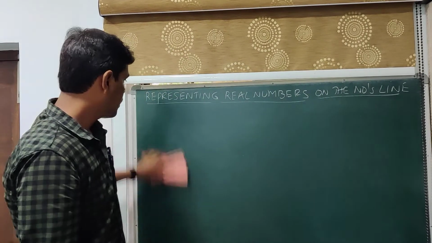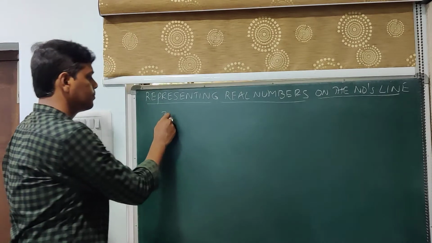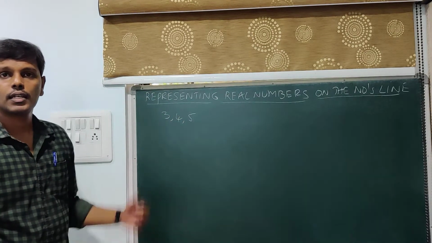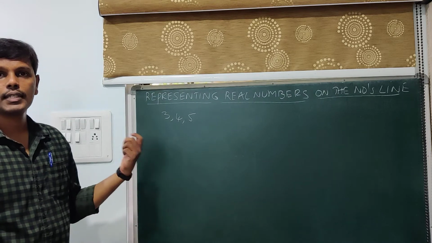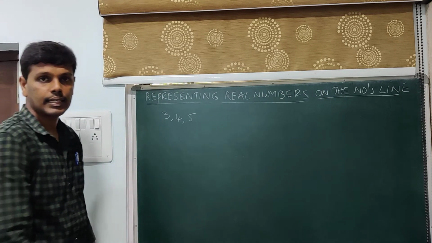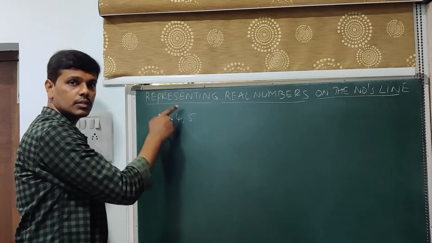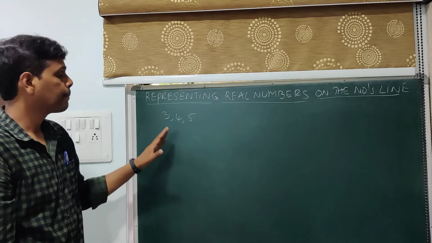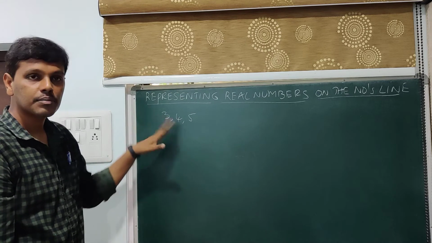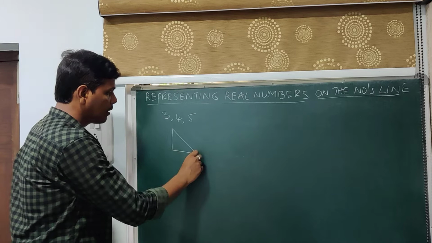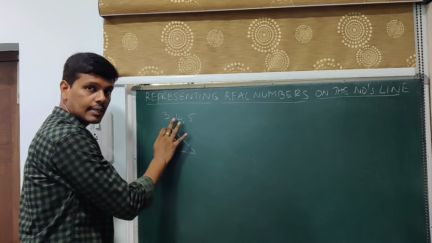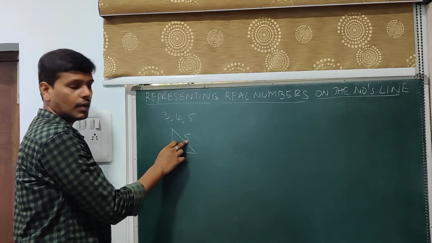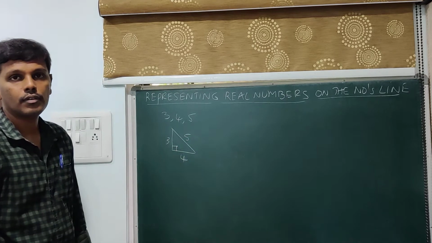3, 4, 5, they are your Pythagorean triplets, and we have discussed that a Pythagorean triplet takes the sides of a right angle triangle. That is, if you take these three numbers and draw a triangle, that becomes a right angle triangle, and the largest side will be your 5 and the rest will be 3, 4.